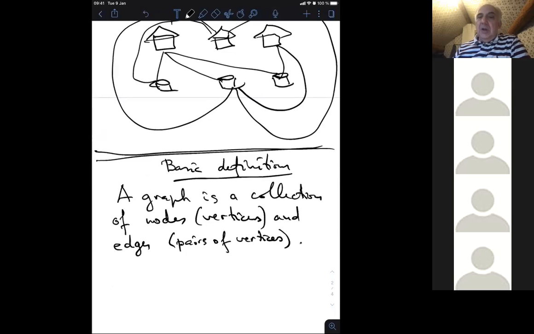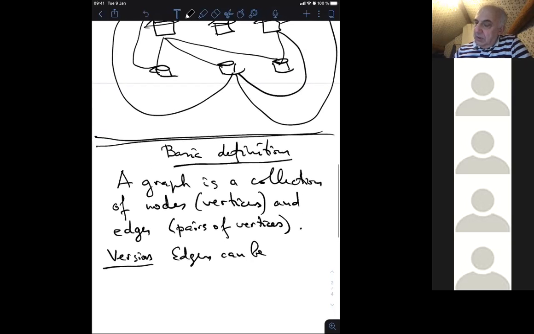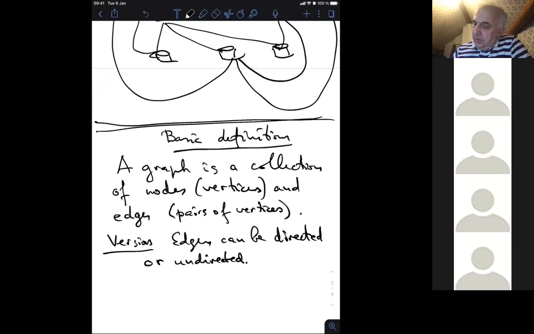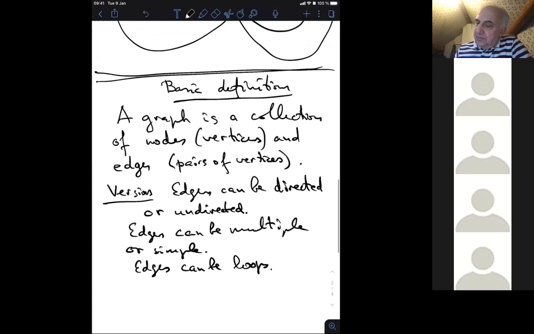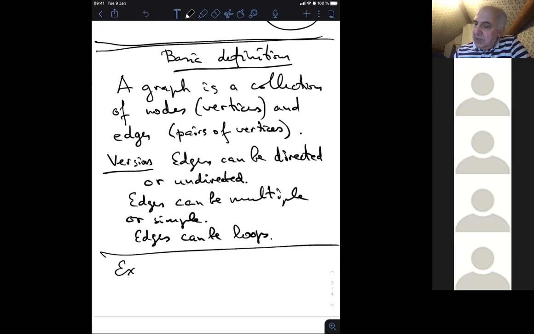So, and this is it. I want to mention that there are certain versions of this. So edges can be directed or non-directed, or undirected. Edges can be multiple or simple. I'll explain what this is. And finally, edges can be loops. So there are different classes of graphs depending. Okay, so let me draw some naive example.